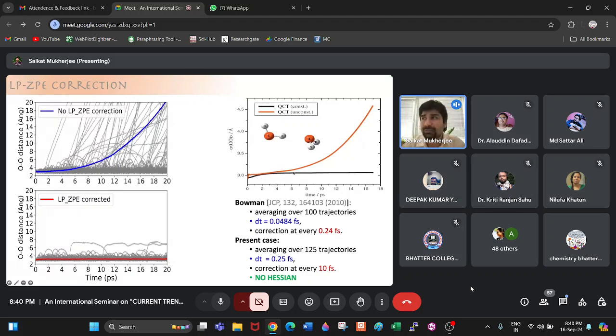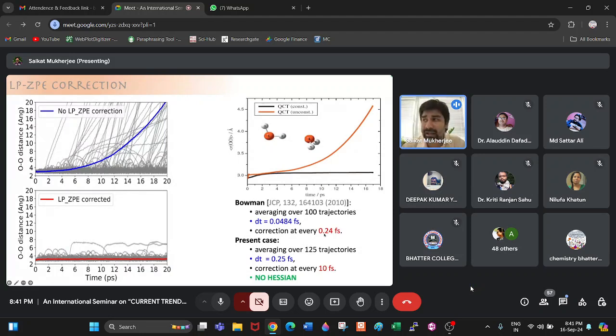This is the result from Bowman, the left side result. Bowman also did exactly a similar simulation, but with their method, and can also hold the dimer for a long time if he has this constrained trajectory propagation. But our method is superior to Bowman's method because he has to apply a very tiny time step compared to us. My time step is much bigger. That means my simulation is much faster.